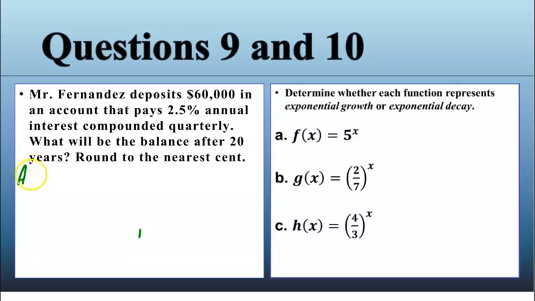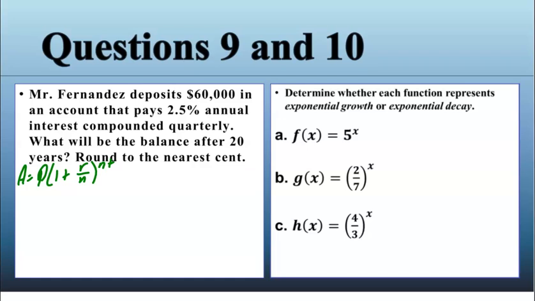So we're going to use the formula A equals P times (1 plus the rate divided by n) raised to the nt power, with r being the interest rate, n being the number of times it's being compounded, and t the time in years.